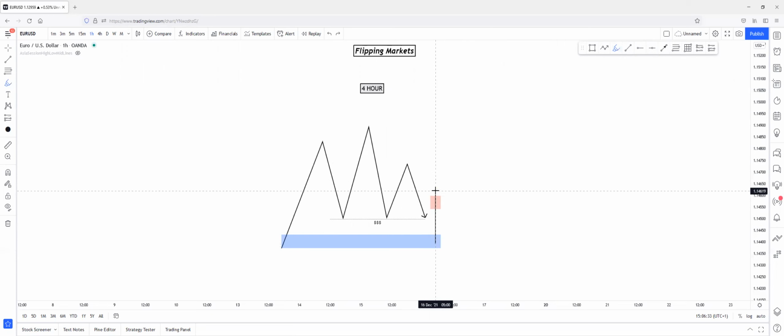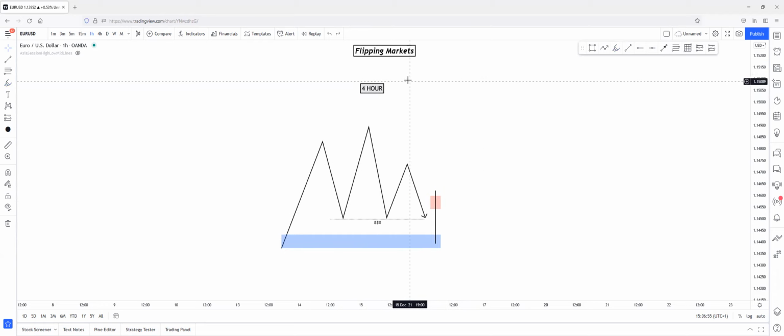Because if price does not create something like this and it just bodies below this line, then it will be a change of character and it will stay below this zone. But if it wicks below the liquidity line and it immediately comes back up on the 4-hour time frame, then you know that it's just a liquidity sweep and not a change of character.